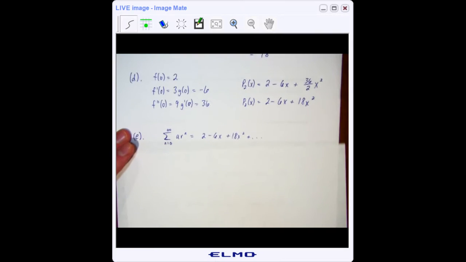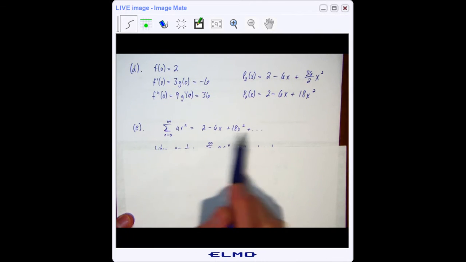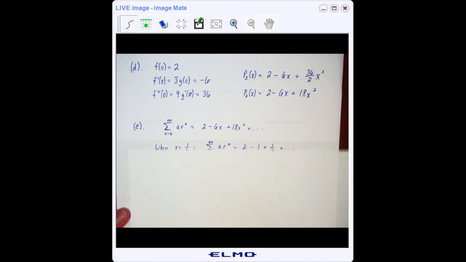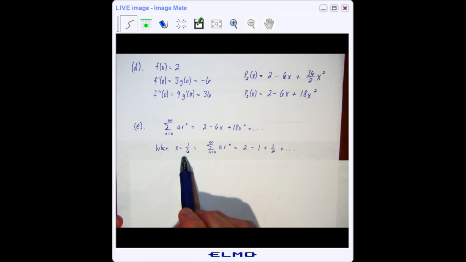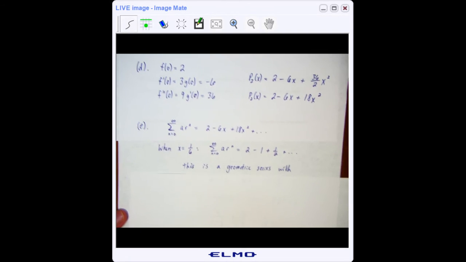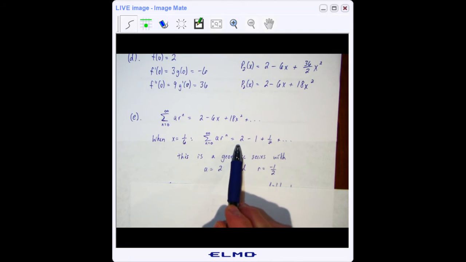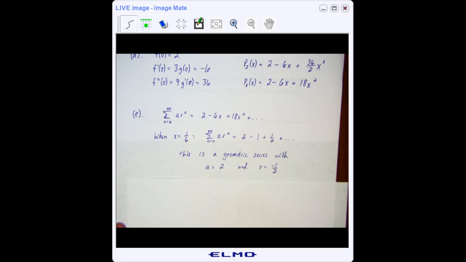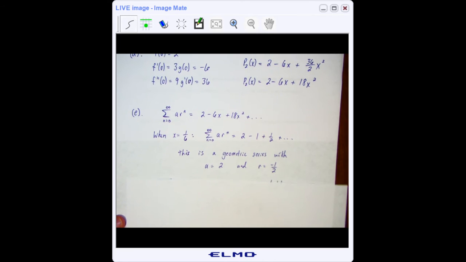So what I did is, we have this geometric series, this infinite sum, where these are the first three terms. But I want to find the value when x is 1/6. So I plugged in 1/6 for x, and notice the pattern. You end up with 2 minus 1 plus 1/2. Look at that sequence. That is a geometric series, with your first term being 2 and your r being negative 1/2. You're multiplying by negative 1/2 and by negative 1/2, et cetera. So it's a geometric series with a is 2 and r is negative 1/2.